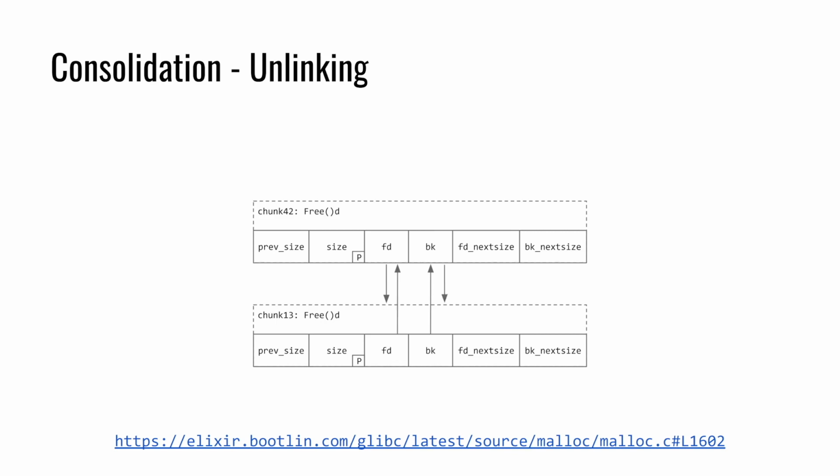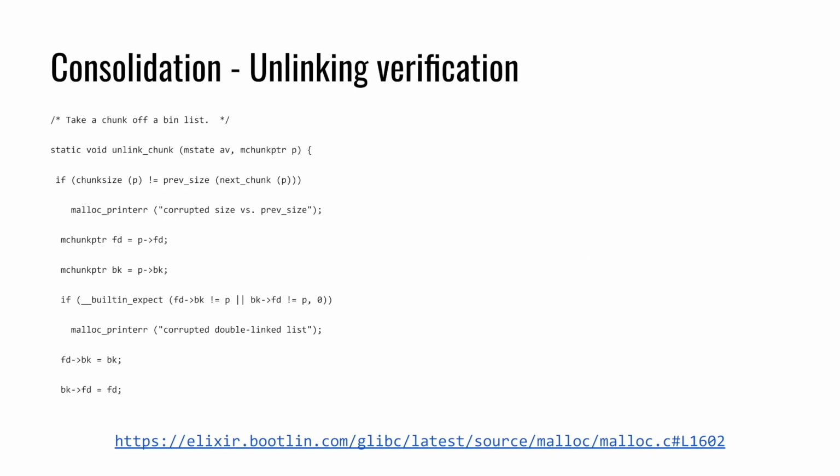Now, what does this unlinking look like in code? Well, this is the beginning of the unlink chunk function in libc. You can click the link in the slide here if you want to take a deeper look at it. Now, what we see here is that when a chunk is unlinked, so we're trying to unlink chunk P, we save the forward value of the chunk we're unlinking. We save the backward value of the chunk that we're unlinking.